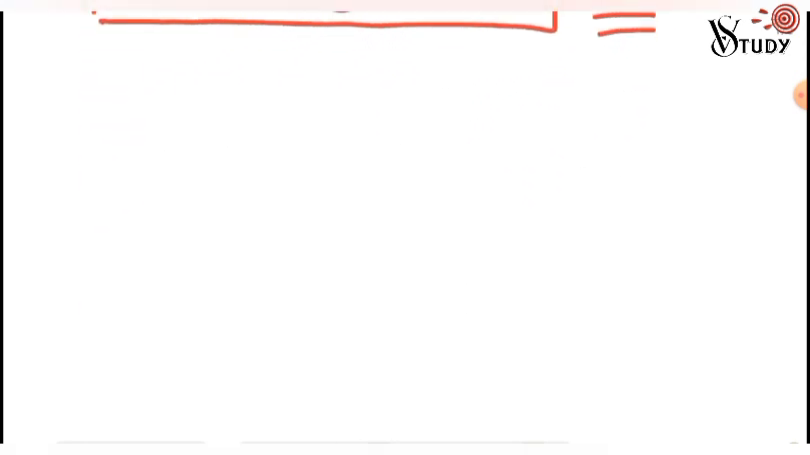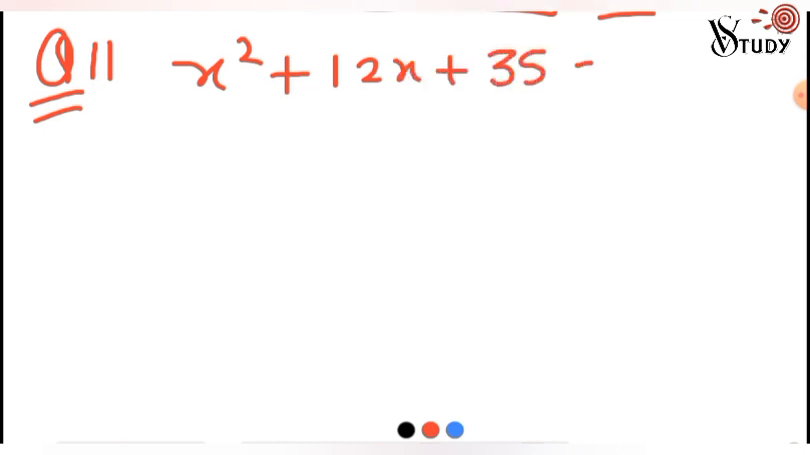Let's move to question number 11 of quadratic equation from R.S. Aggarwal book for class 10th. Question number 11 is x square plus 12x plus 35 is equal to 0. For solving this question, first we have to multiply the coefficient of x square and the value of the constant term. 35 ones is 35.